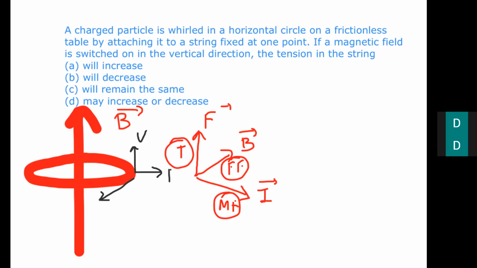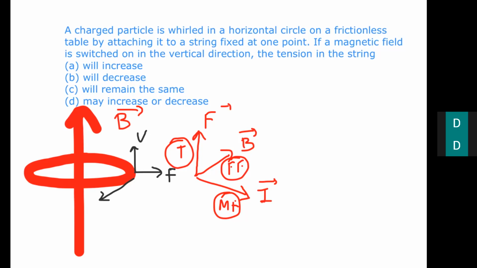This is the velocity and this is going to be the force. So F is perpendicular to the velocity here. So depending on the direction of the magnetic field, the force can be either outwards or inwards. So the direction of the force depends on the direction of the field. So we need to see whether this is going clockwise or anti-clockwise.